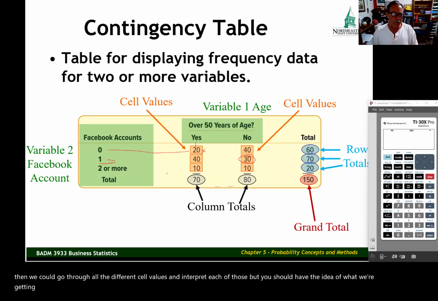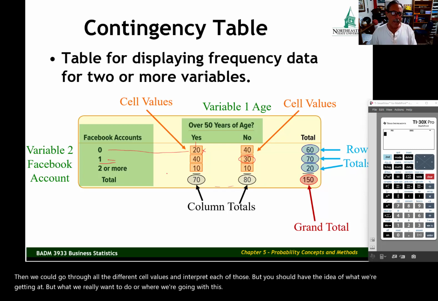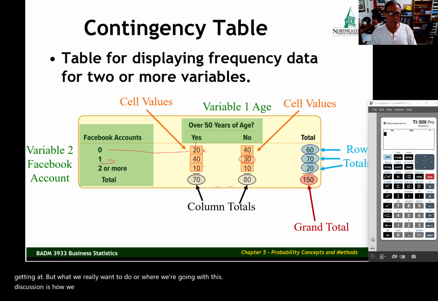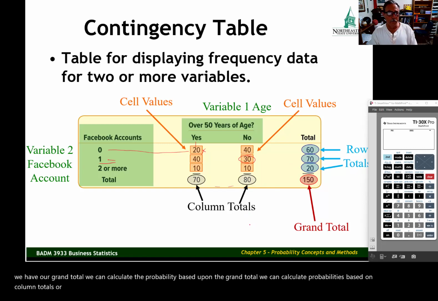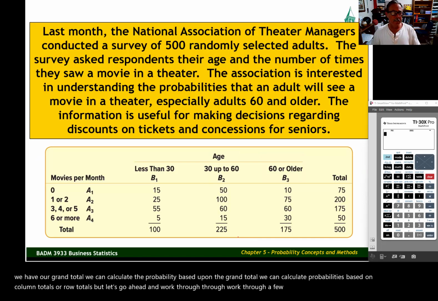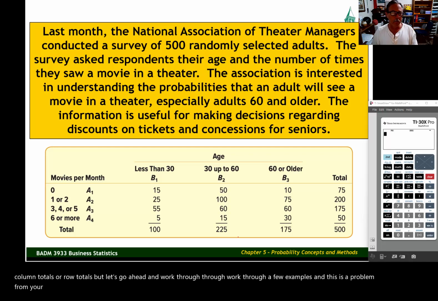But what we really want to do, or where we're going with this discussion, is how we can use these values in a contingency table to calculate probabilities. We have our grand total. We can calculate a probability based upon the grand total. We can calculate probabilities based upon column totals or row totals. But let's go ahead and work through a few examples. And this is a problem from your book. I like the problem, thought I'd go ahead and share this one with you.